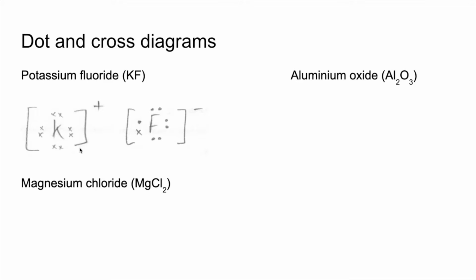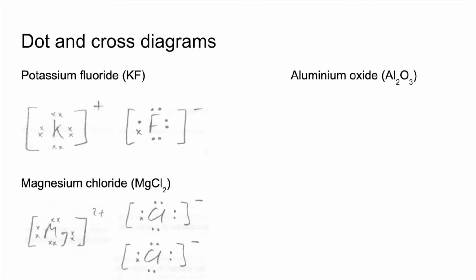So magnesium chloride now. We've got 1 magnesium ion, but we've got 2 chloride ions from that formula. So the magnesium ion is shown like that. Just be careful you get the correct charge. Don't forget your square brackets. And we're going to draw 2 separate chloride ions, very similar to the fluoride ion, but we draw 2 of them.